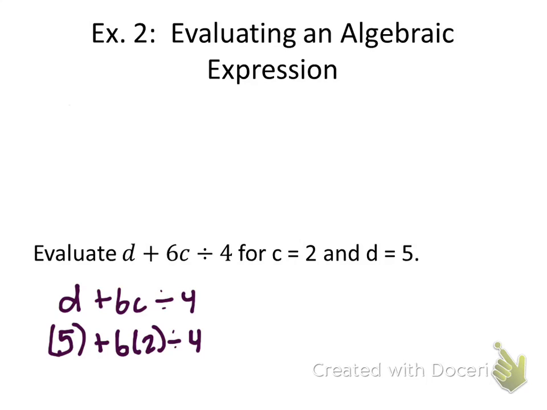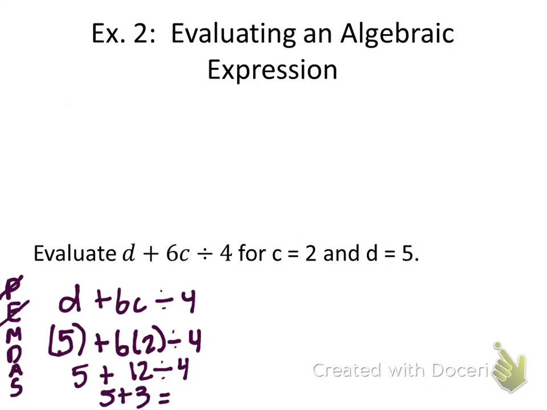Then we work on our orders of operations, PEMDAS. Ask ourselves, are there any parentheses to work with right now? No, there are not. Exponents. There are no exponents here. Multiplication and division. We have 6 times 2, which is 12, divided by 4. Bring down the 5. 12 divided by 4 now is going to be 3. So we have 5 plus 3, which is going to be 8. We're all done with the orders of operations.